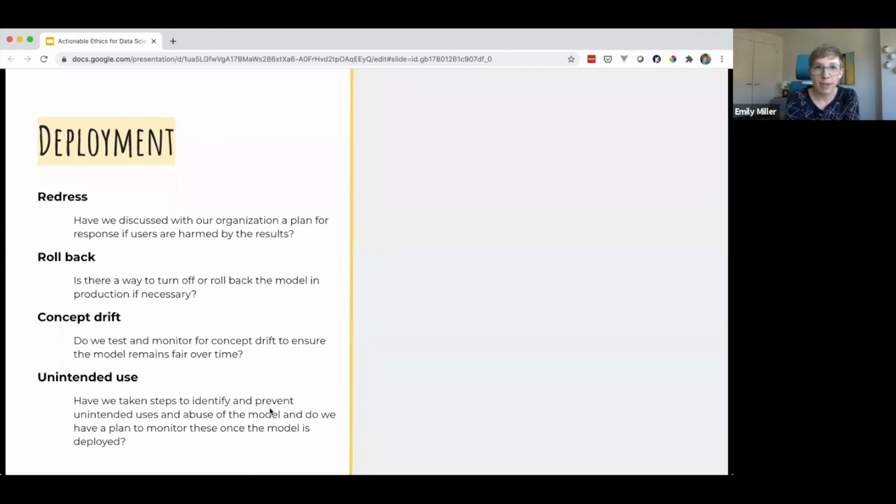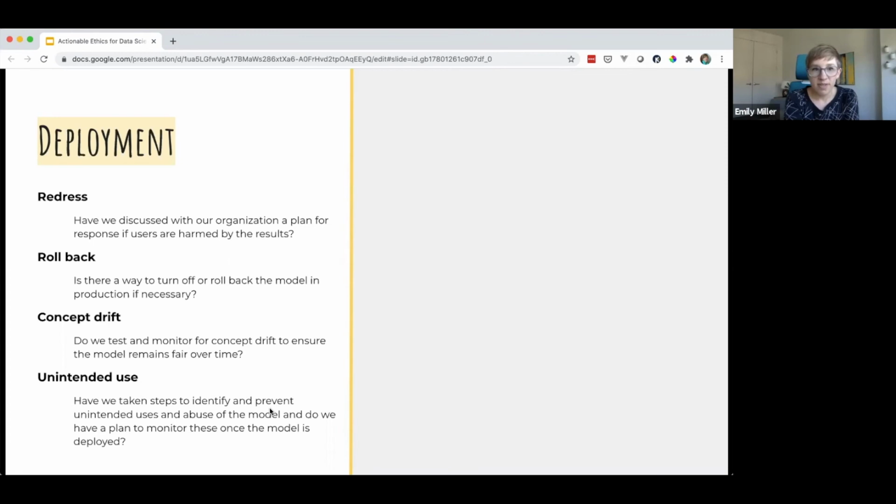And lastly, deployment. So we start off here with redress, thinking about, have we discussed with our organization a plan for response if users are harmed by the results? So we want to think through how do we evaluate these cases, and what is our process for updating models if we find that there's harm that's being caused? We also want to think about rollback. So is there a way to turn off or roll back the model in production if necessary? So if we discover that our model is causing harm, what is our process? Do we have a way that we can turn off the model or move it to an earlier model to avoid that harm?